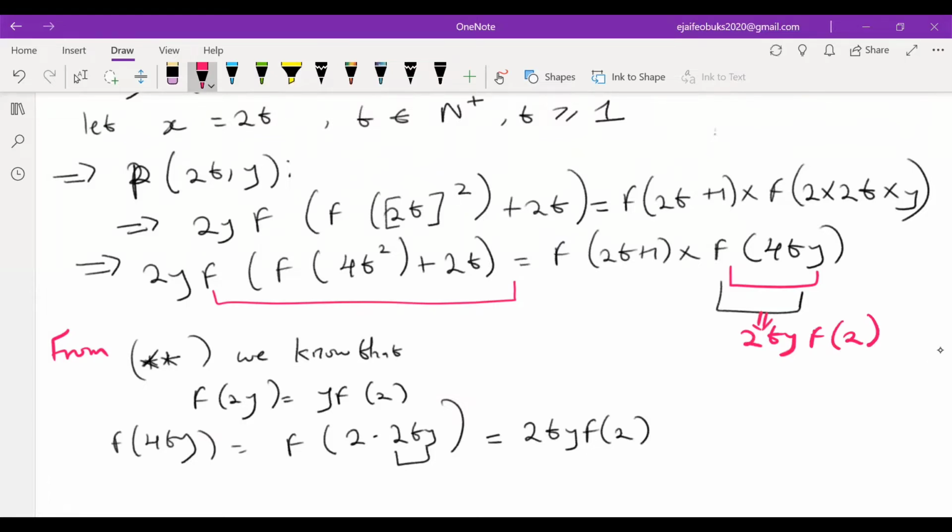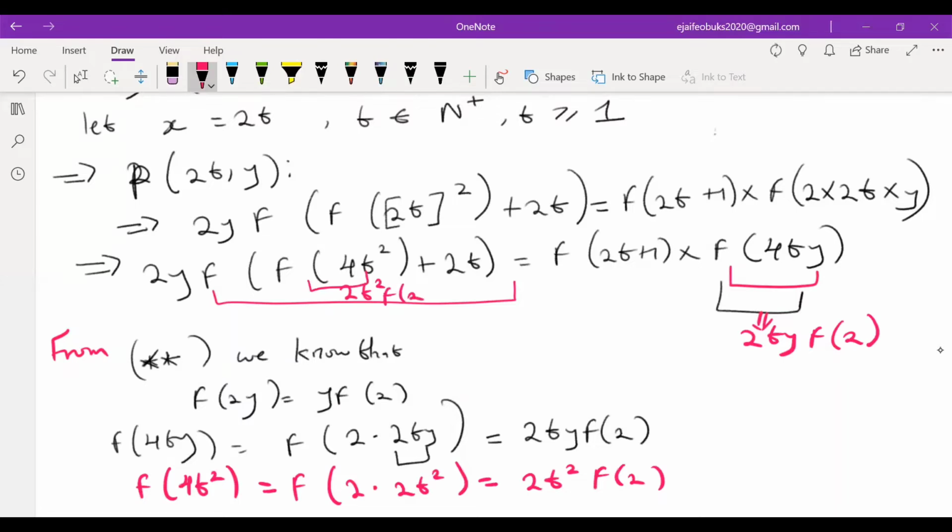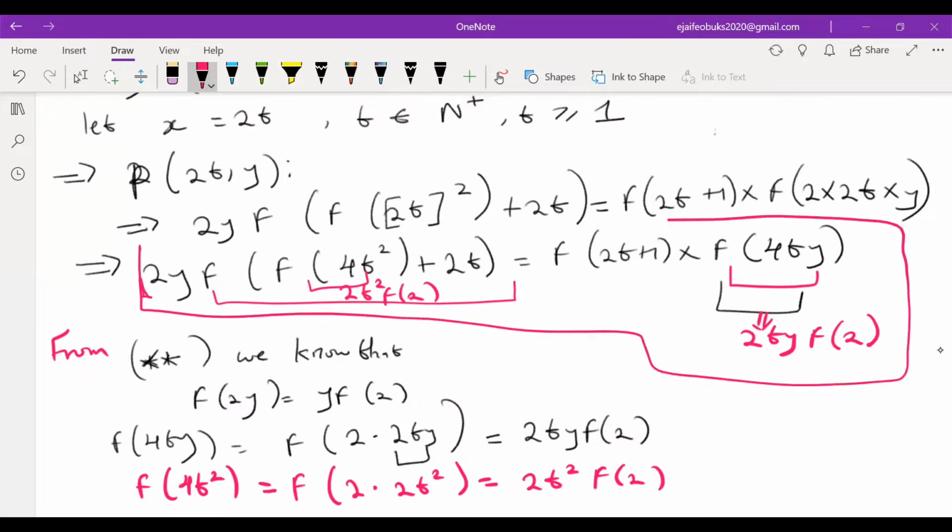Similarly, f of 4t squared is equal to f of 2 times 2t squared. And from stars, this is 2t squared, all this f of 2. So this entire boxed equation, I can rewrite it to reflect these changes.